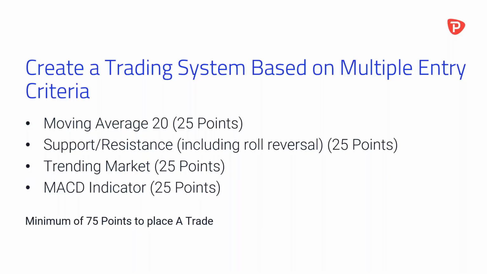Support resistance, including role reversal, very, very important. So you might give that 25 points. You might use the MACD indicator similar to how we talked about tonight. And of course, trending market, very important. You have 3 of these reasons, maybe you can place a trade. But if you have 2 of these reasons, it just may not be good enough.